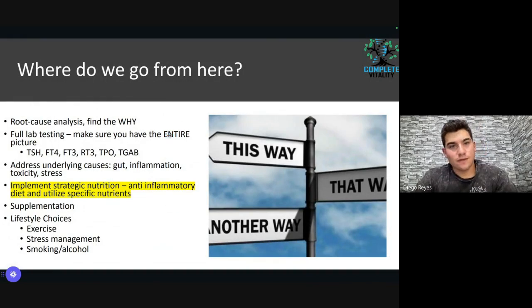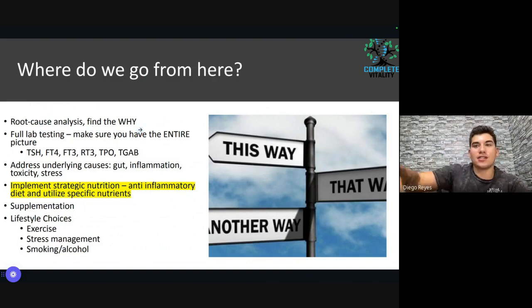So how can we actually fix this? But you're in the program, so you're going to fix it. But first, a root cause analysis: why? We need to find out why your thyroid is in dysfunction. The majority of the time it's poor gut health, inflammation, toxic overload in our liver, and stress. Those are the main bullet points.